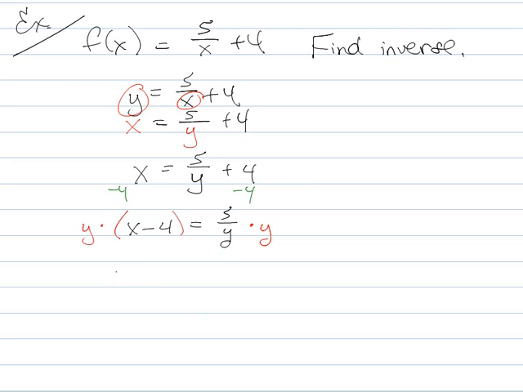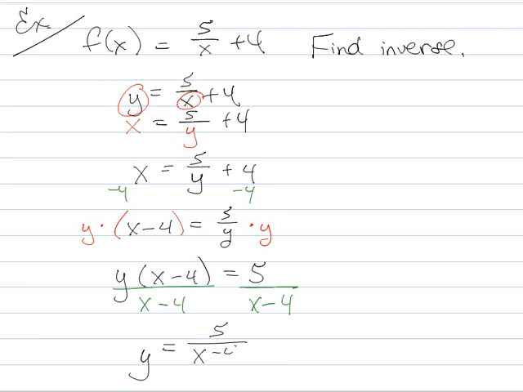So I've got, now don't distribute it. All right. Now if I want to get the y by itself, that's a little tricky, I think, getting that going. But there you go. That's your inverse function. So if I have f of x is 5 over x plus 4, then f inverse of x, the inverse of that function, is 5 over x minus 4.